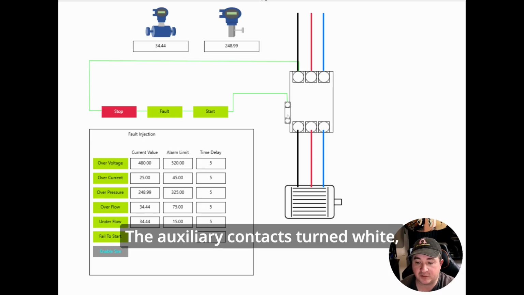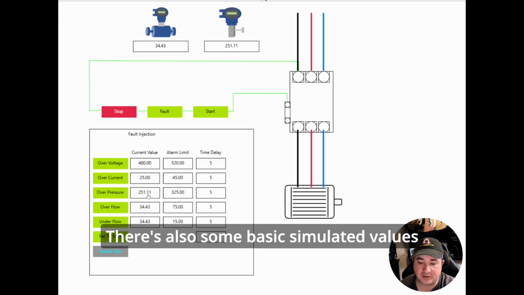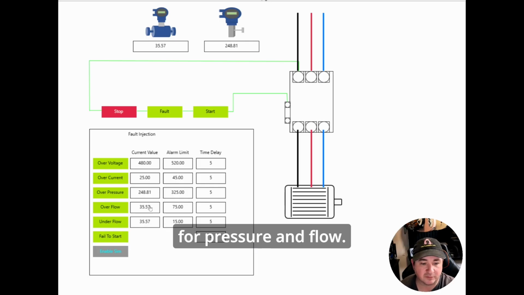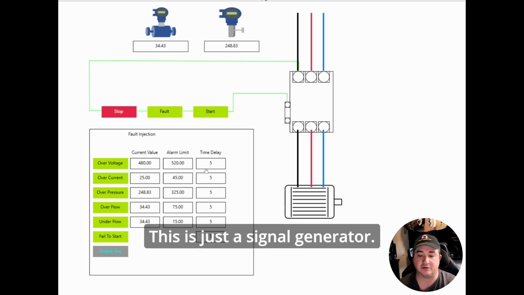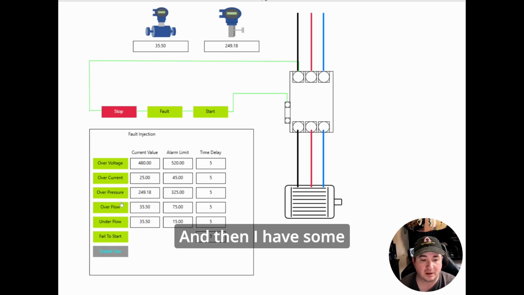The auxiliary contacts turned white. The motor contactor also turned white, and you can see black, red, and blue lines representing the 480 volt circuit going to our motor. There's also some basic simulated values for pressure and flow. This is just a signal generator. It's not a high fidelity model or anything like that, just a signal generator so that we can see values moving. And then I have some different fault routines that I can inject.